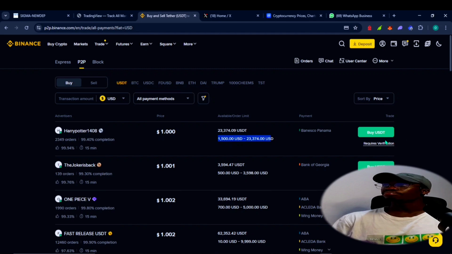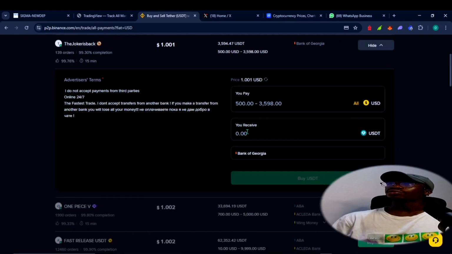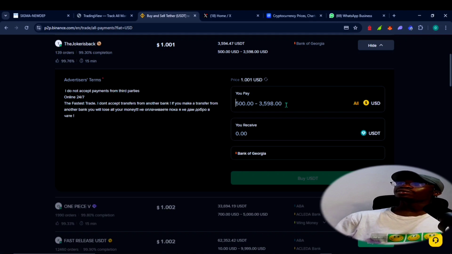Then you click on Buy USDT. Now I think this one requires verification, so I'll go to the one that doesn't require verification. So, I do not accept payments from third parties, 24/7. The fastest trade. I don't accept transfers from another bank. If you make a transfer from another bank, you will lose all your crypto. So apparently it's telling you all of his terms, and you have to follow the terms.